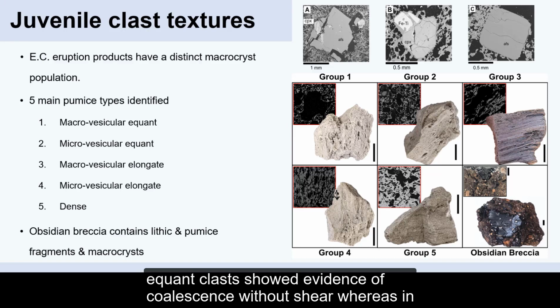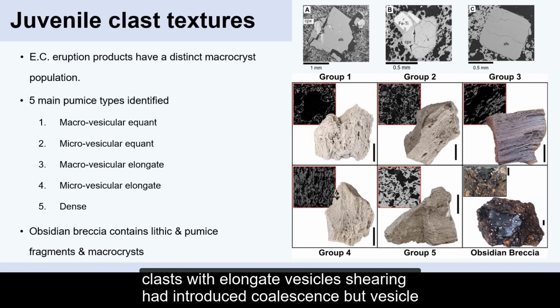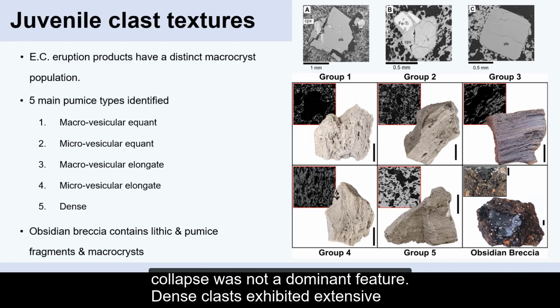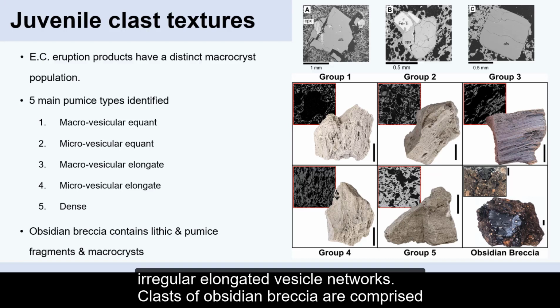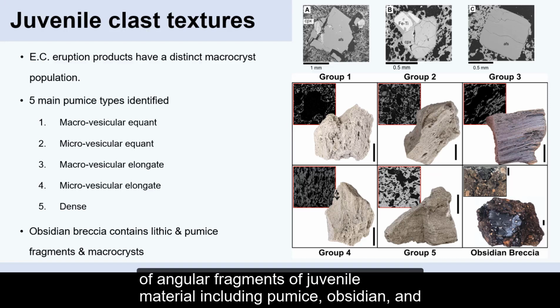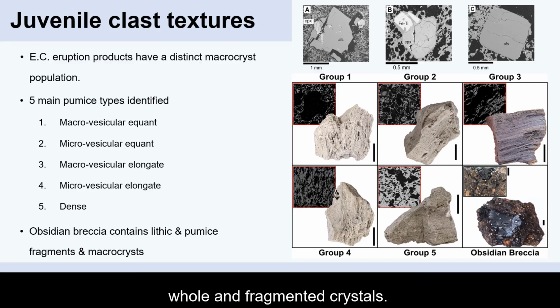Macrovesicular equant clasts showed evidence of coalescence without shear, whereas in clasts with elongate vesicles, shearing had introduced coalescence, but vesicle collapse was not a dominant feature. Dense clasts exhibited extensive evidence for vesicle collapse, e.g. thick glass walls, dense bands, and irregular elongate vesicle networks. Clasts of obsidian breccia are comprised of angular fragments of juvenile material including pumice, obsidian, and whole and fragmented crystals.